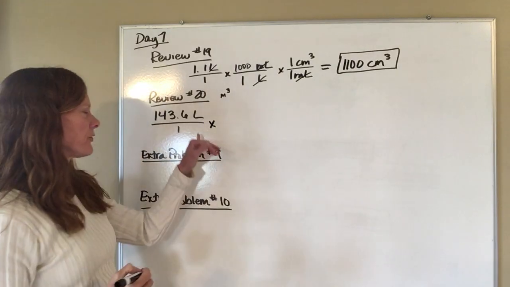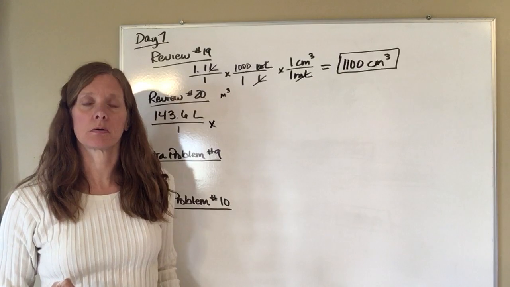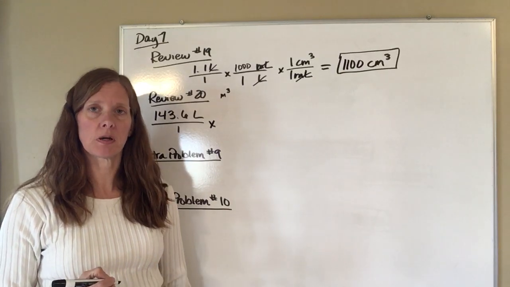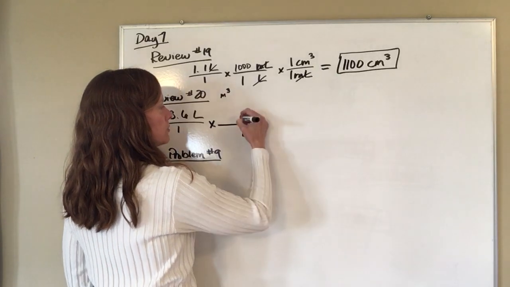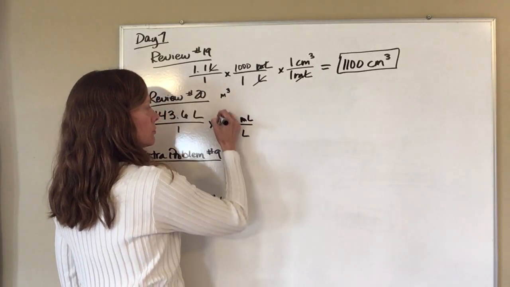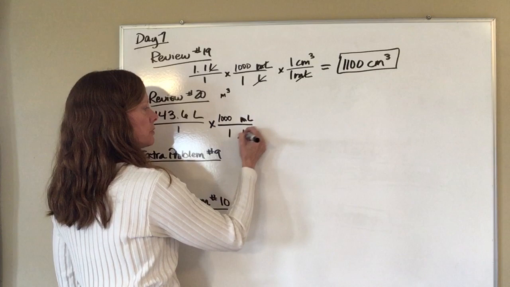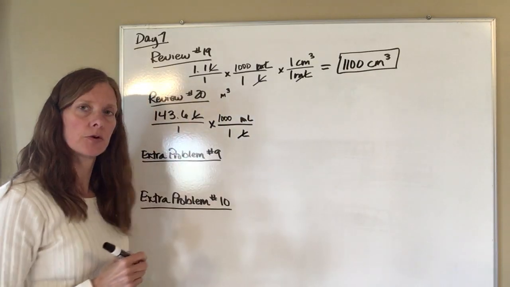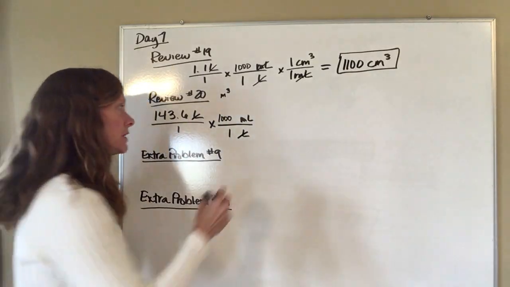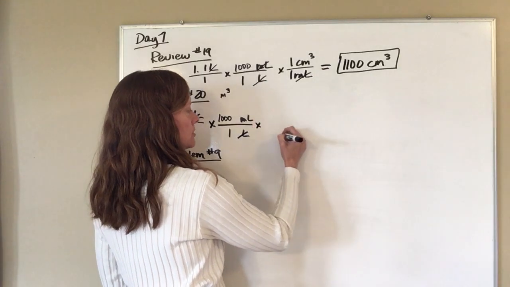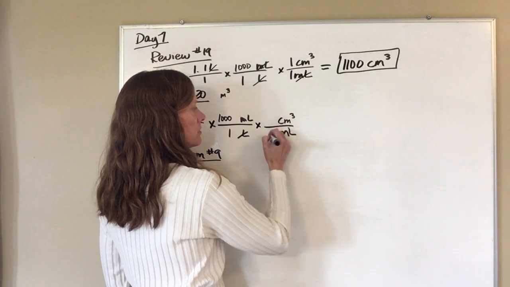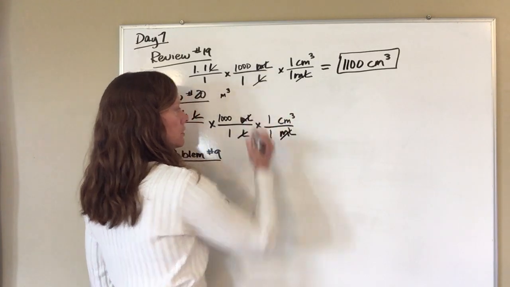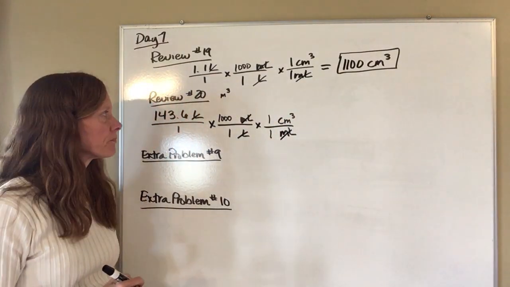So again, in order to get from our volume measurement to our cubic length measurement, I've got to change it to milliliters first. So I've got to go from liters to milliliters. 1 liter converts to 1,000 milliliters, so that will cancel. Now that I have it in milliliters, I can go to cubic units from milliliters to cubic centimeters, and that's a 1-to-1 ratio, so that will cancel out like that.